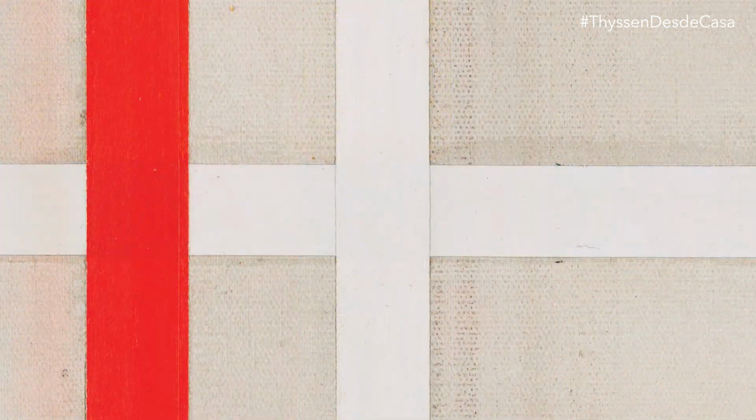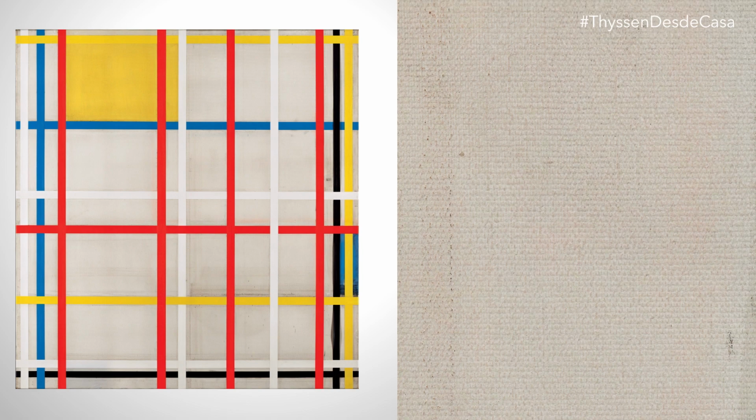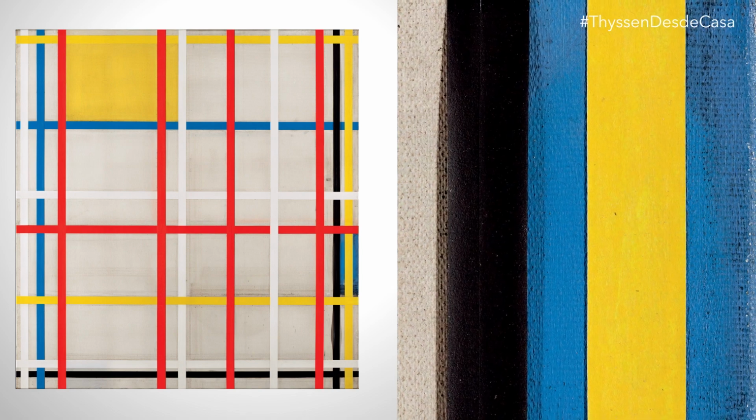Take a moment to ask yourself what lies within this painting. The lines, the colours, the order. Observe the lines. Notice that they are actually tape. Which parts are made of paint? The clear preparation of the canvas, the yellow in the upper left section, and the blue on the right edge.